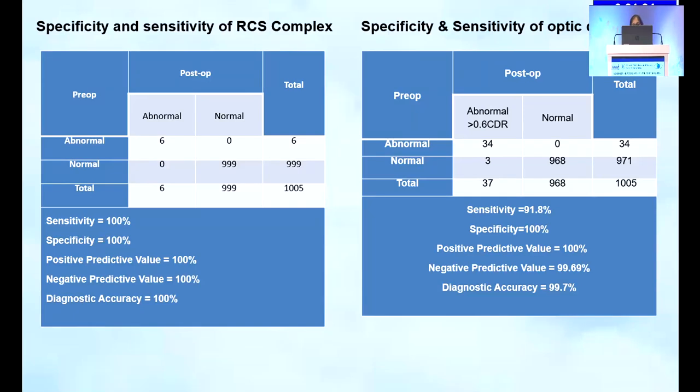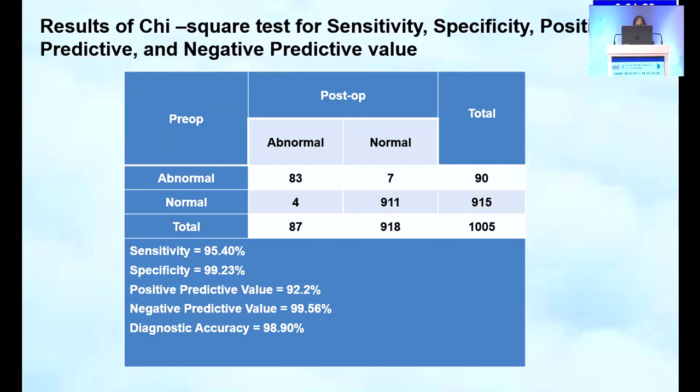Sensitivity of optic disc is 91.8%, specificity is 100%, positive predictive value 100%, negative predictive value 99.69%, with diagnostic accuracy 99.7%. Overall results of chi-square test: sensitivity is 95.40%, specificity is 99.23%, positive predictive value 92.2%, negative predictive value 99.56%, with diagnostic accuracy 98.90%.